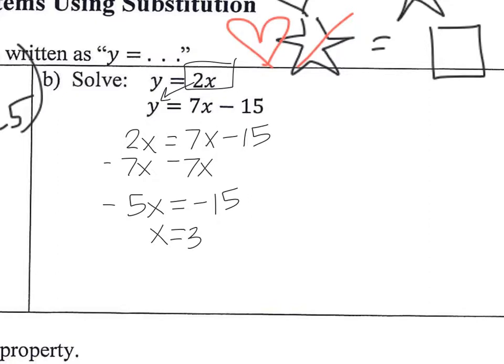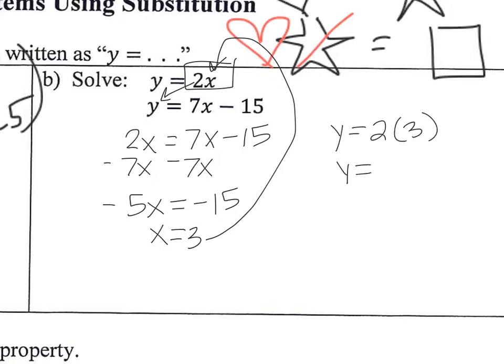So I have to plug in x and see what y is. I'm plugging x into the first one because to me that looks simpler. So y equals 2 times 3. So y equals 6. So my solution is the ordered pair 3, 6.